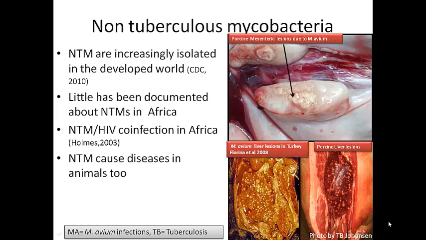Now, this non-tuberculous mycobacteria does not only affect human beings, it actually affects animals as well. It causes lesions in pigs, and also causes lesions in poultry, in fowls and turkey. So this dual existence of this disease in humans and animals has led to speculations that there could be a zoonotic component to these diseases.